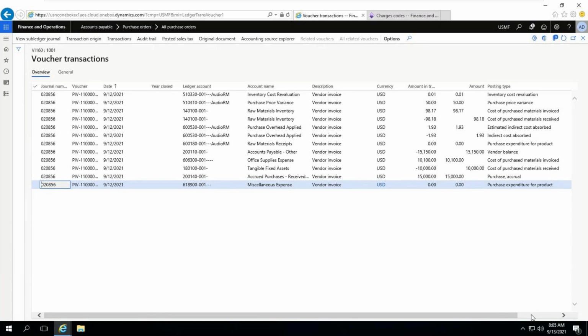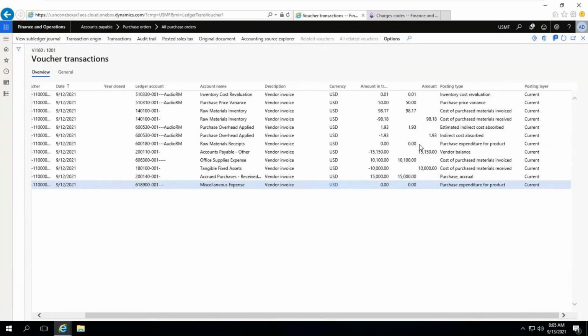Look at this one. Look at this one, 10,100 material cost, 10,100. And another one is the total amount, the vendor account is updated with 15,150.